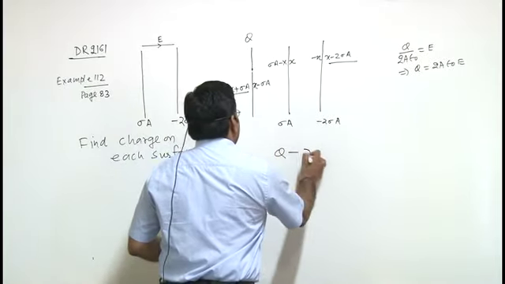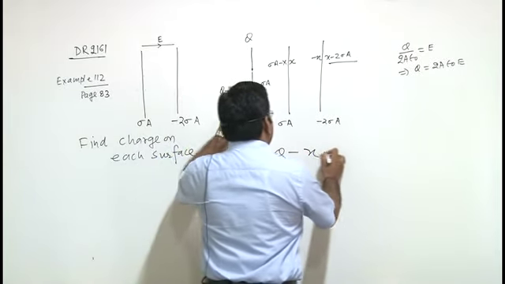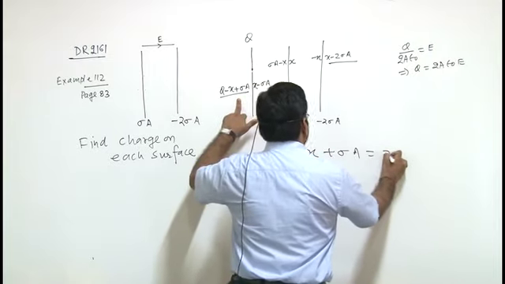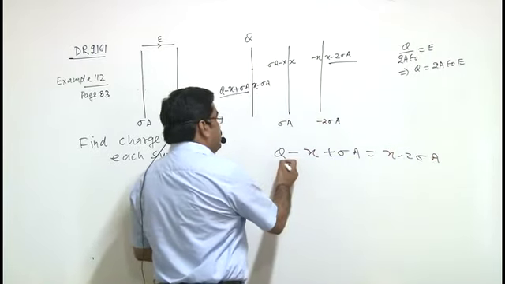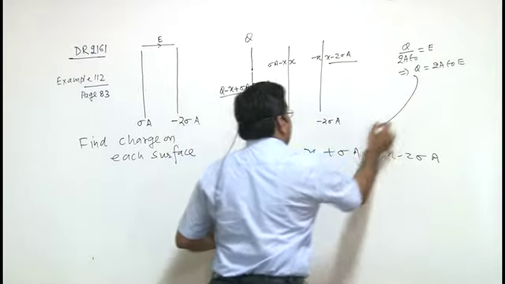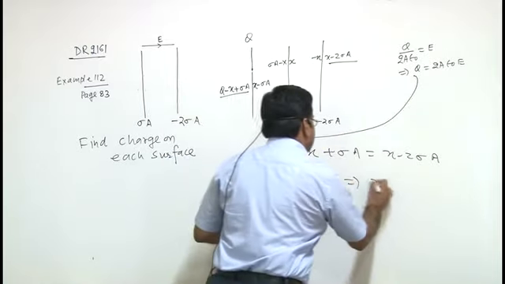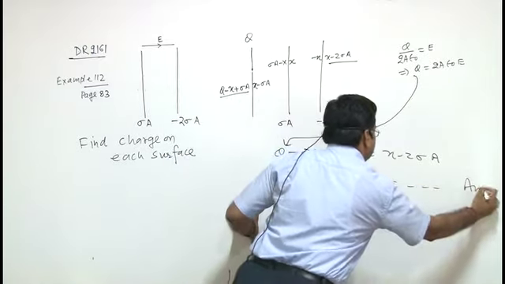So to get the value of X, what you have to do is Q minus X plus sigma A is equal to X minus 2 sigma A. That will be the answer. The value of Q can be obtained from there. By solving this, you can get the value of X, and that will be your answer.